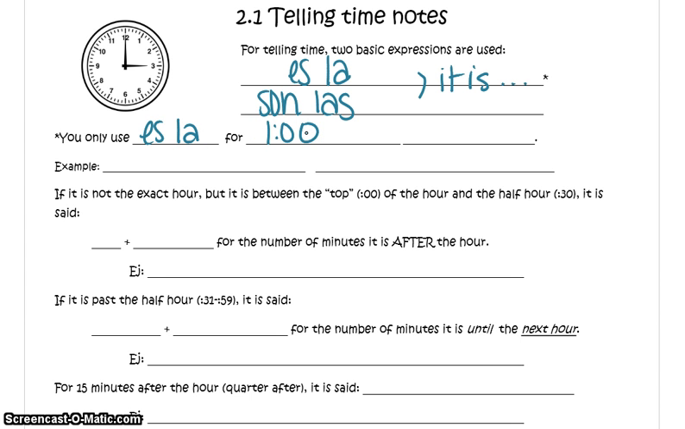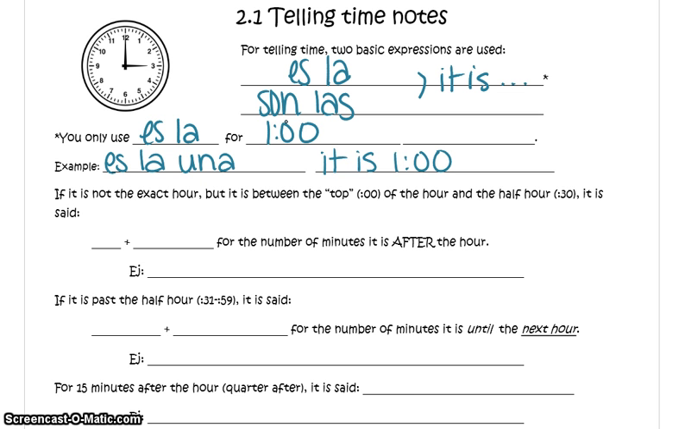The reason being es and la are both singular words, and the only singular number that we have when telling time is 1 o'clock. So for example, es la una, it is 1 o'clock. For the rest of them, we're going to use son las because obviously the numbers 2 through 12 are plural numbers. So you might say something like son las dos or son las tres.